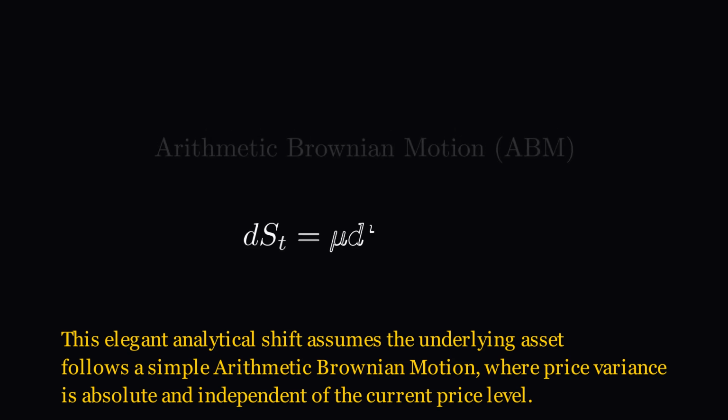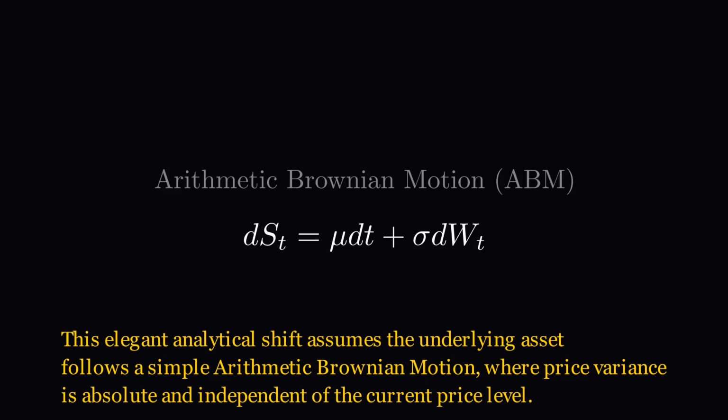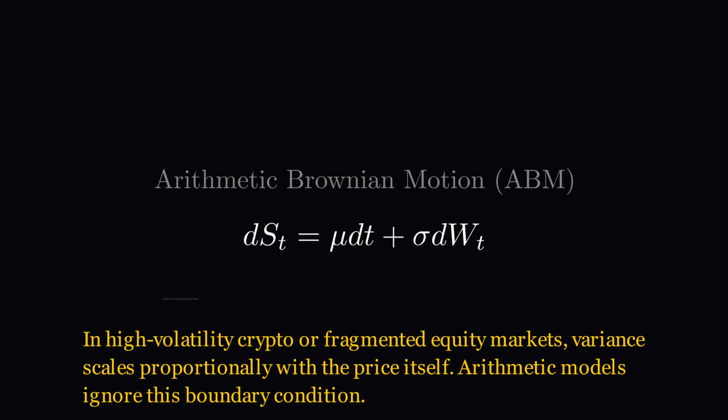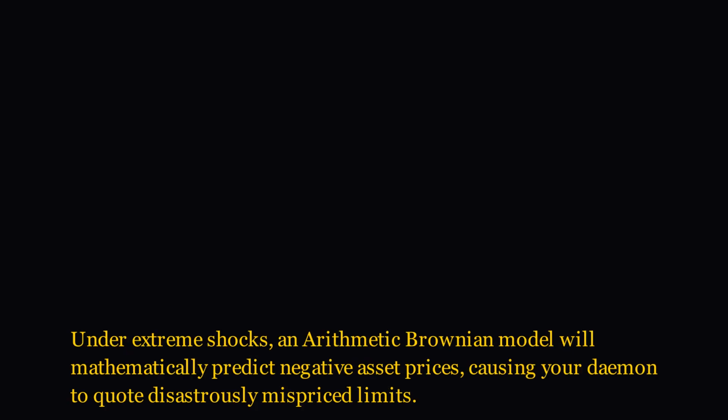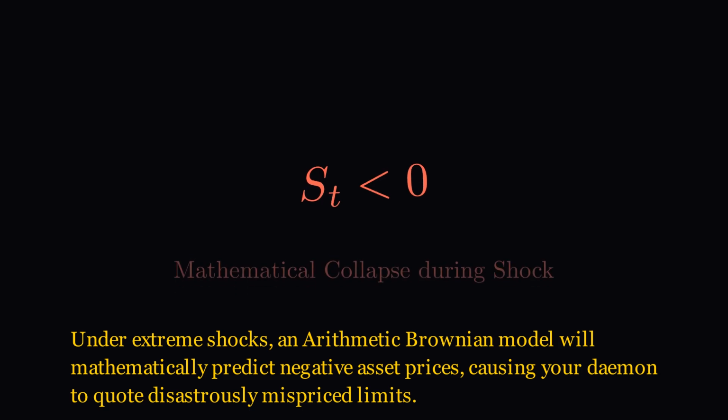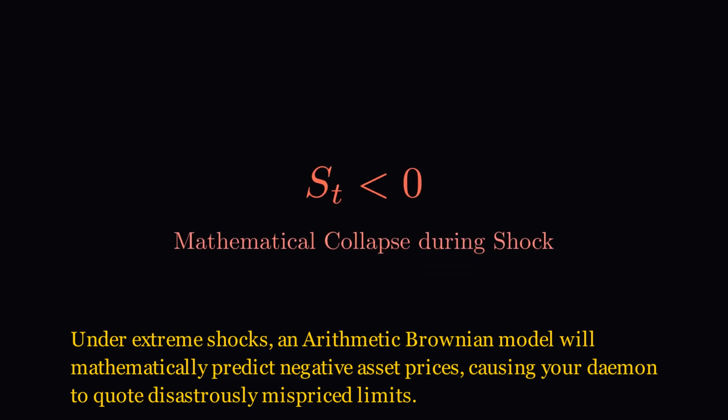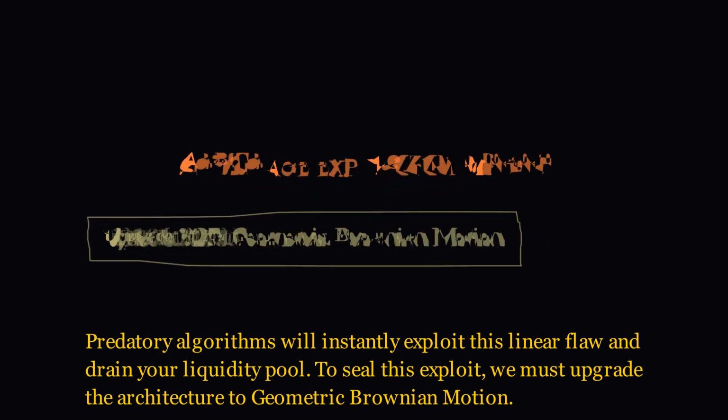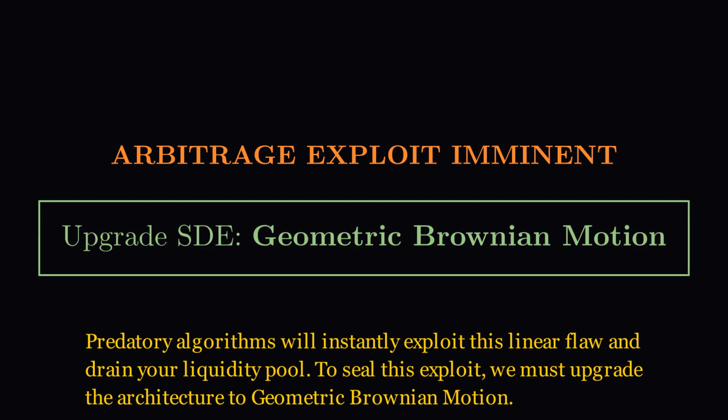This elegant analytical shift assumes the underlying asset follows a simple arithmetic Brownian motion, where price variance is absolute and independent of the current price level. In high-volatility crypto or fragmented equity markets, variance scales proportionally with the price itself. Arithmetic models ignore this boundary condition. Under extreme shocks, an arithmetic Brownian model will mathematically predict negative asset prices, causing your daemon to quote disastrously mispriced limits. Predatory algorithms will instantly exploit this linear flaw and drain your liquidity pool.